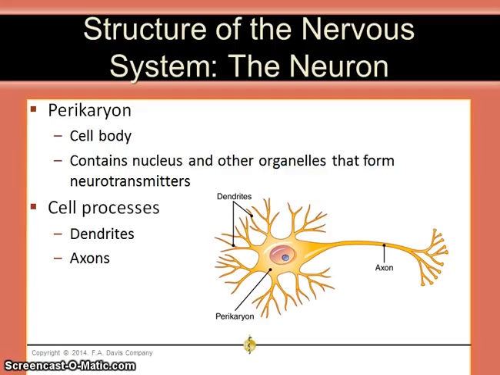Structure of the nervous system. The neuron is the primary and smallest part of the nervous system. It consists of a perikaryon, which is the cell body, which contains the nucleus and other organelles that form neurotransmitters. The other part of the neuron are the cell processes, which include dendrites and axons.